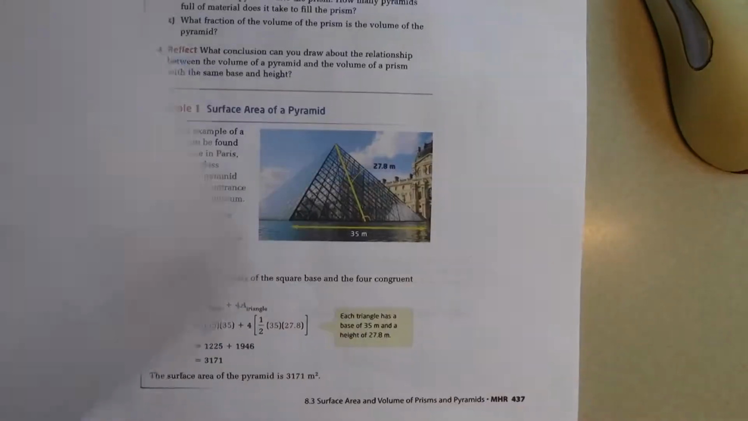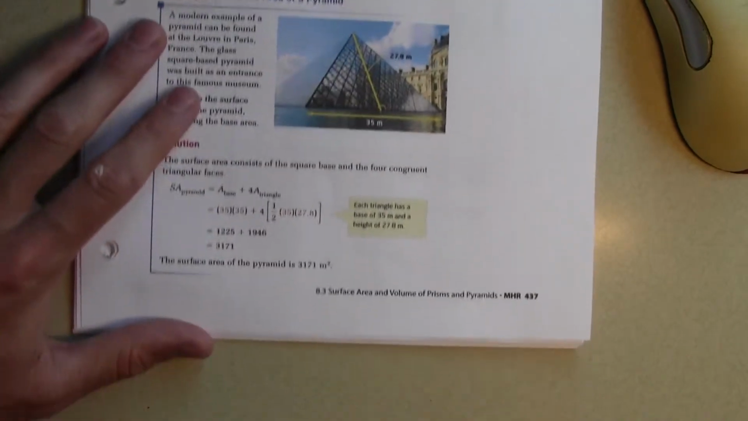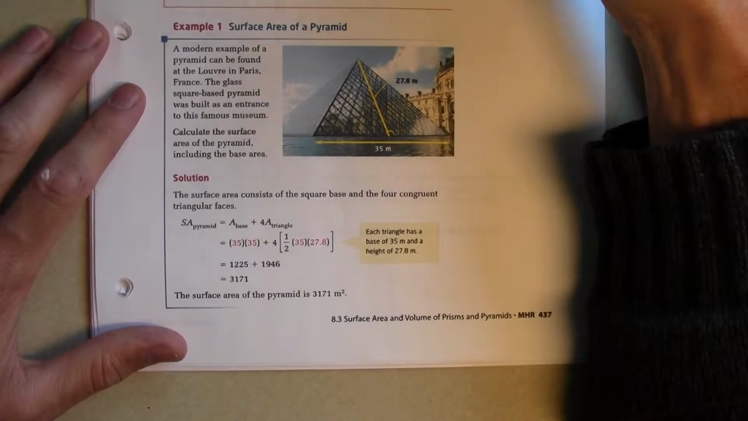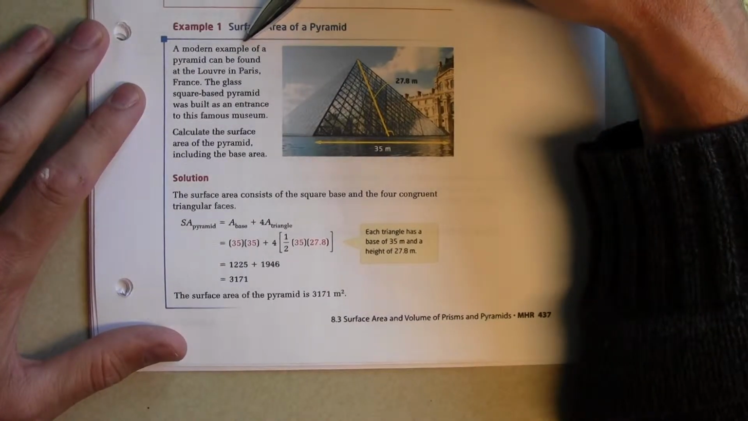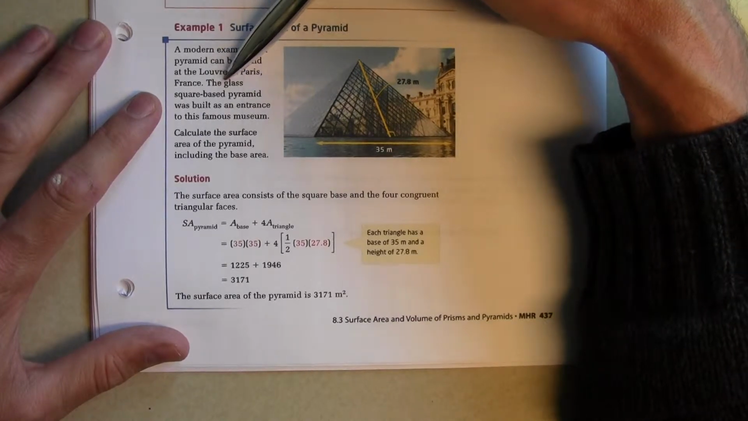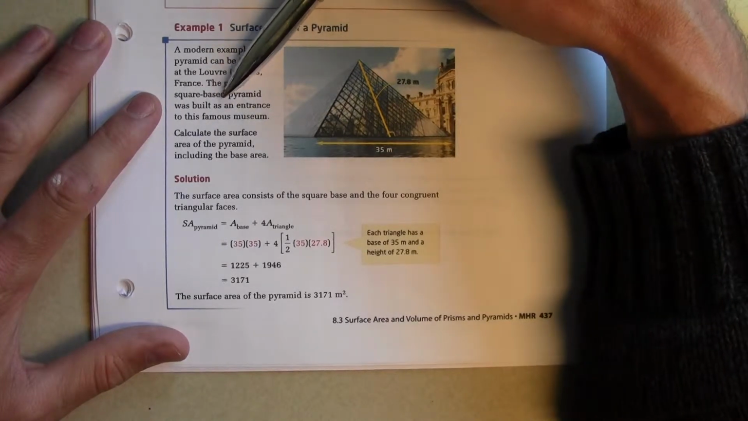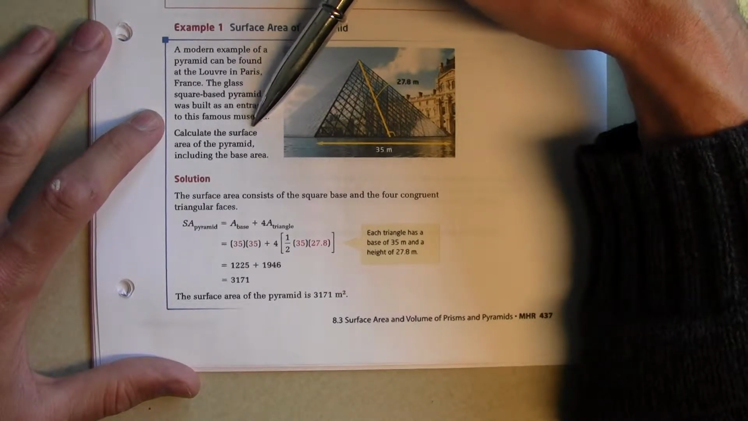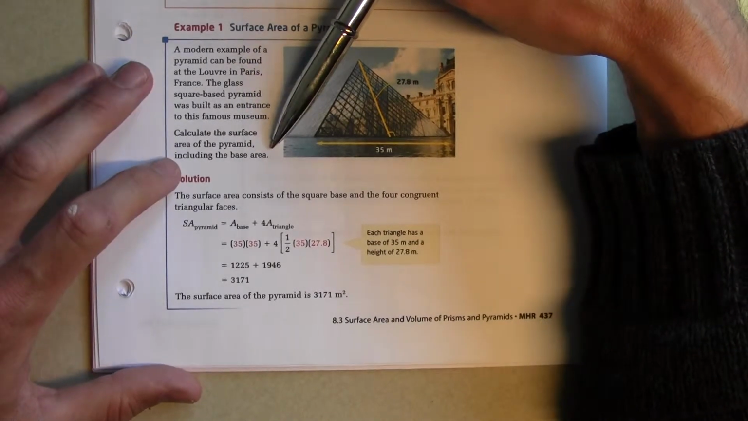All right, we're going to go straight to the example here. Surface area of a pyramid. A modern example of a pyramid can be found at the Louvre in Paris, France. The glass square-based pyramid was built as an entrance to the famous museum. Calculate the surface area of the pyramid, including the base area.